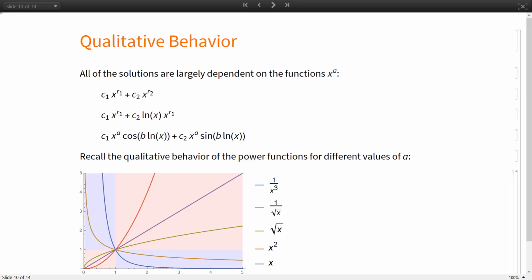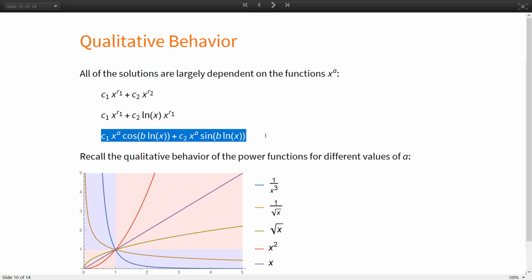When solving Euler equations, we had to consider if the roots of the polynomial we encountered had distinct, repeated, or complex roots. If the roots were distinct, we got a linear combination of x to the r functions, with the two roots in the exponents. If the roots were repeated, the second solution included a natural log term, while if the roots were complex, we got a more complicated form involving powers, cosines, sines, and natural logs.